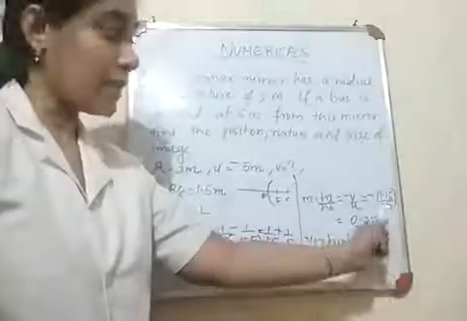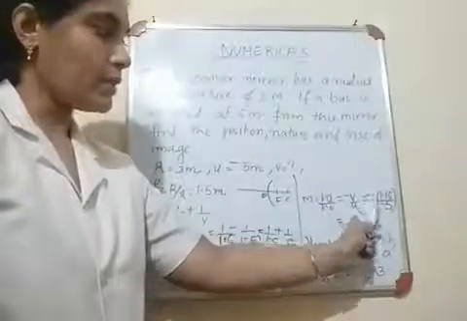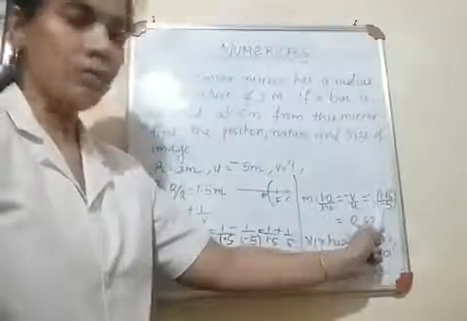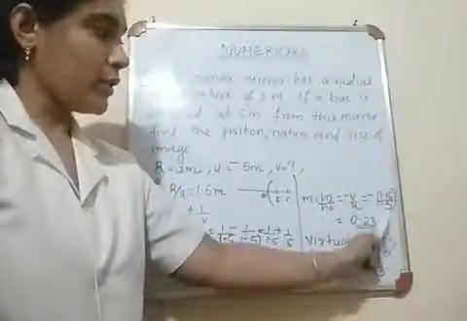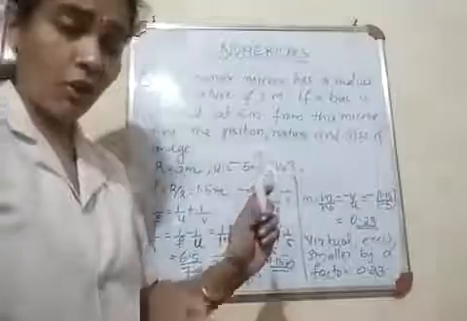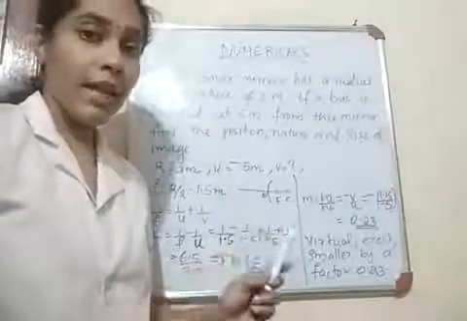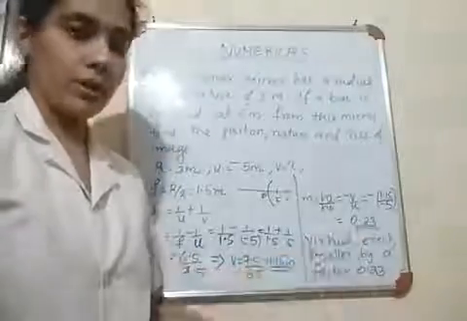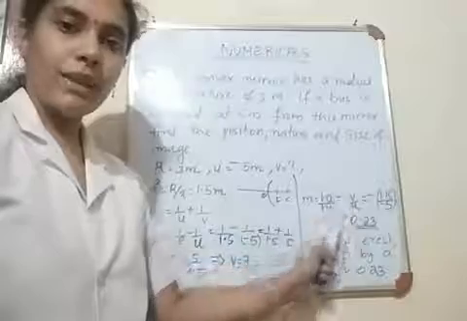So substitute minus 5 here. And outside the bracket we have minus. Inside the bracket we have minus. Minus into minus plus. And when you simplify this expression, you will get 0.3 meter. Not meter, sorry. Magnification is dimensionless. It doesn't have any unit. 0.23.